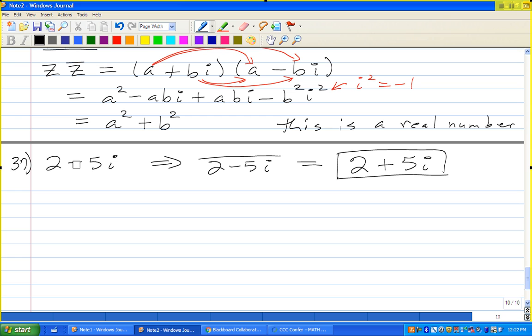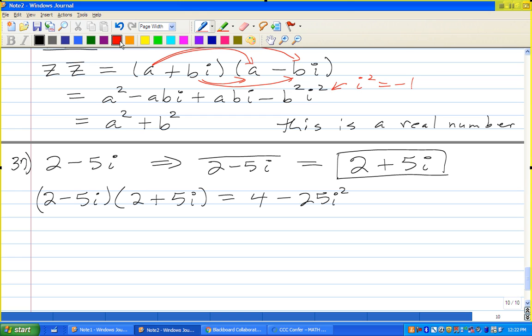Now let us show that a number times its complex conjugate will be a real number. This is one of the special product formulas. Let me note that this was the special product formula above. This is the product of the sum and difference of two terms. So let's multiply this. 2 times 2 is 4. Minus 5i, minus times positive is minus. 5i times 5i is 25i squared.